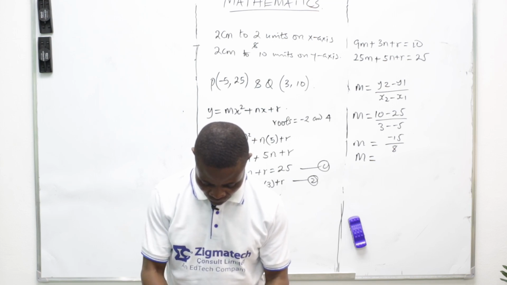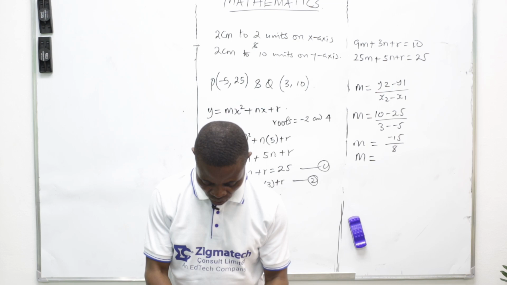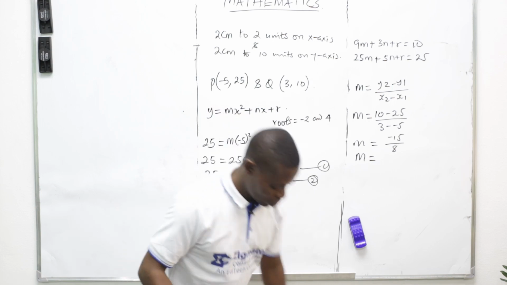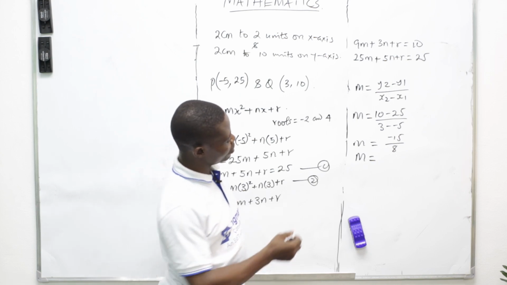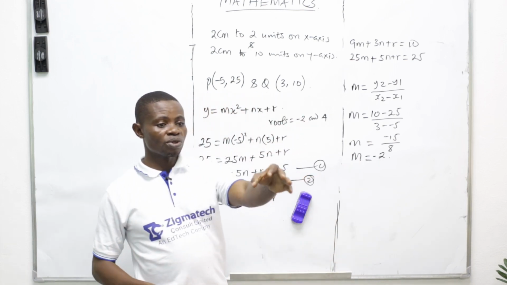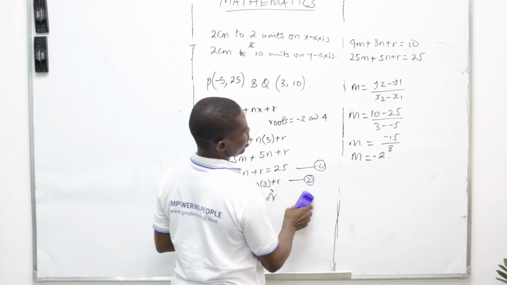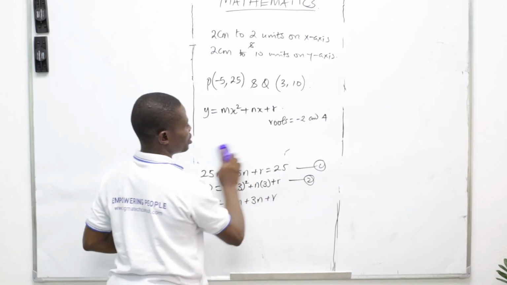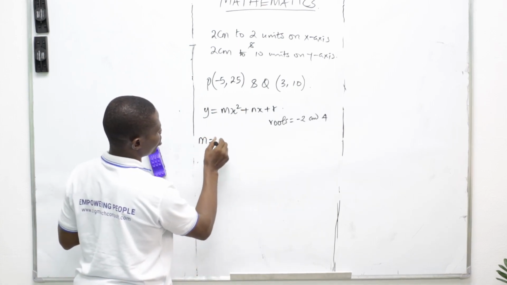So 15 divided by 8 should give us approximately 2, that's 1.87, that's approximately minus 2 according to what we traced from this graph. So you should also remember that if m, the gradient, equals minus 2, m equals minus 2.